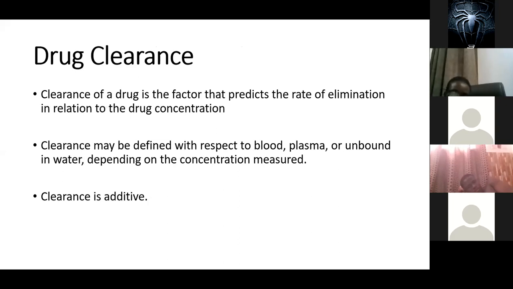Drug clearance is the factor that predicts the rate of elimination in relation to the concentration of the drug. So it is defined with respect to blood, plasma, or unbound in water. So this looks at how much of the drug is able to be cleared from the circulation per unit time, and the clearance is additive.